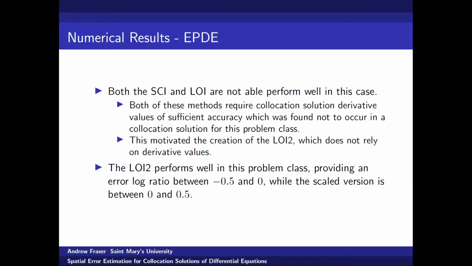In this problem class, both the SCI and LOI are not able to perform well. Both of these methods require collocation solution derivative values of sufficient accuracy, which is found not to occur in a collocation solution for this problem class. And this has motivated the creation of the LOI2, which does not rely on derivative values. Thus, in this case, the LOI2 performs well, providing an error log ratio between negative 0.5 and 0, while the scaled version is between 0 and positive 0.5.